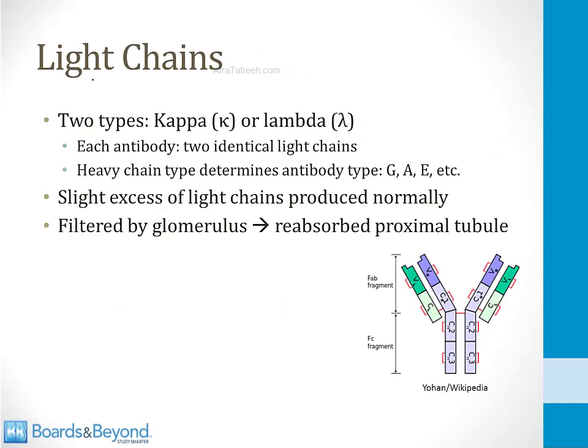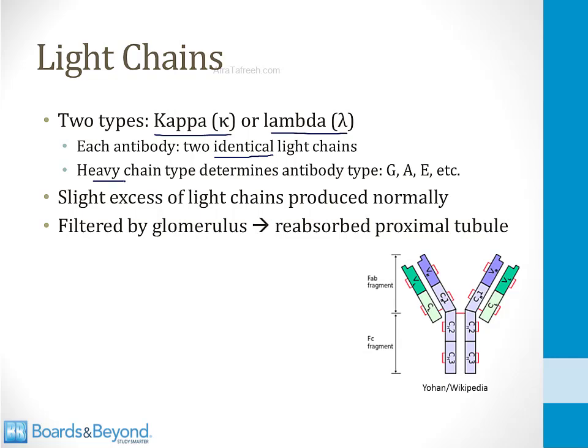Let's talk about light chains in a little more detail because these are important to understanding the pathophysiology of multiple myeloma. There are two types of light chains produced by plasma cell. One's called kappa and one's called lambda. They both have slightly different protein structures. Each antibody that a plasma cell makes has two identical light chains, so either 2 kappa or 2 lambda light chains will be present on an antibody.